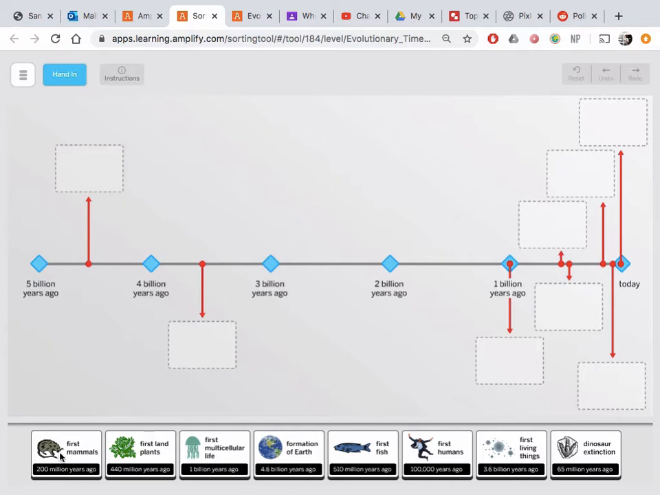So basically what you have to do is put these important events in evolutionary time in the right order and in the right spots. So the first event is Earth's formation. Earth was formed as the solar system was forming, and it took a long time to cool down.